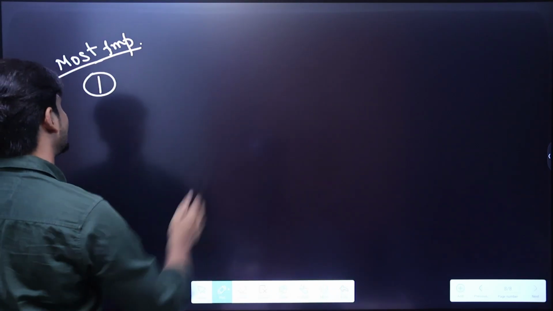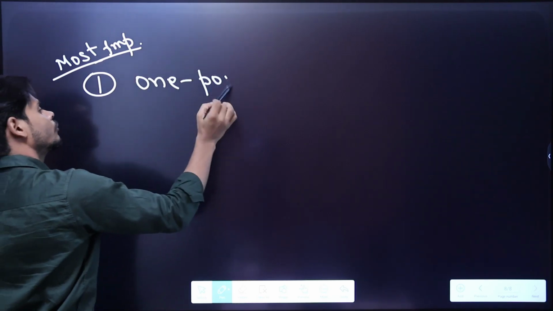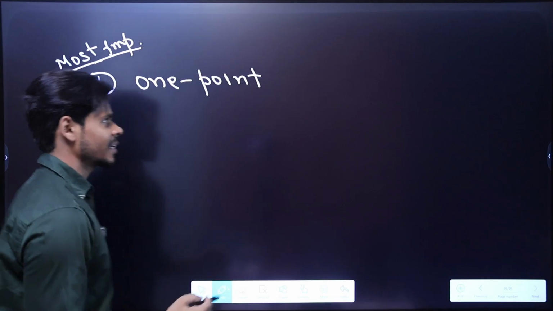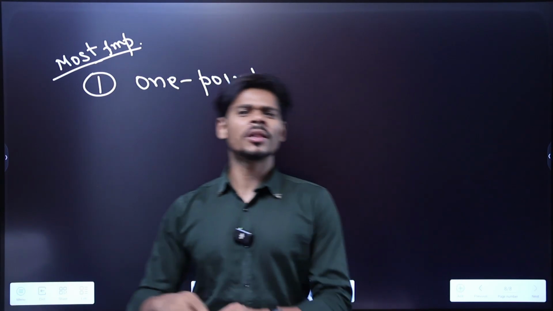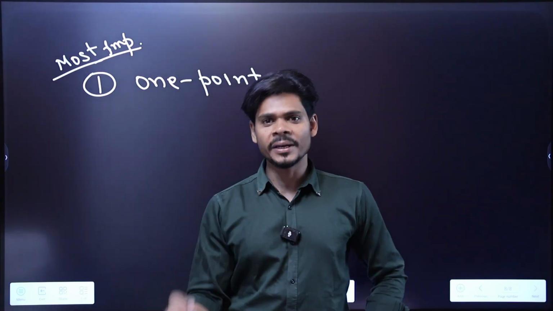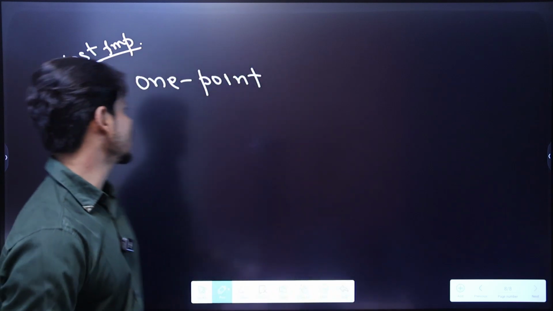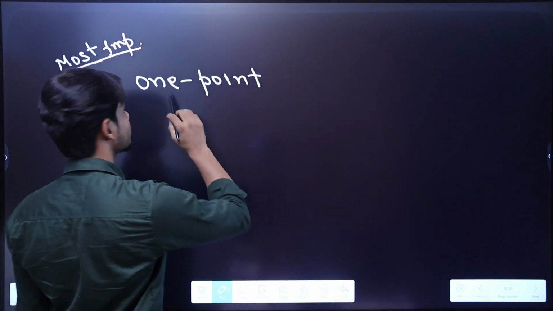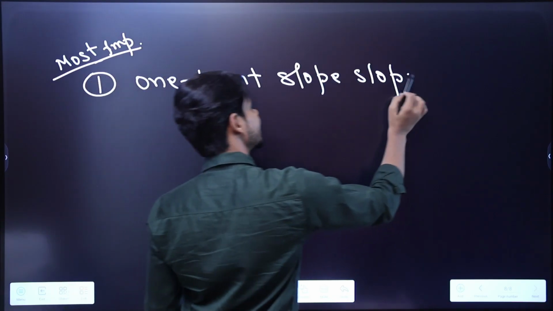So let's start with the first concept, that is called one point slope form. In the last session I explained a few topics, and in this session also I am going to explain a few topics, and basically all the concepts related to this chapter will be completed, and then from tomorrow's session we are going to start doing questions from this chapter. First topic is one point slope form. What does it mean?